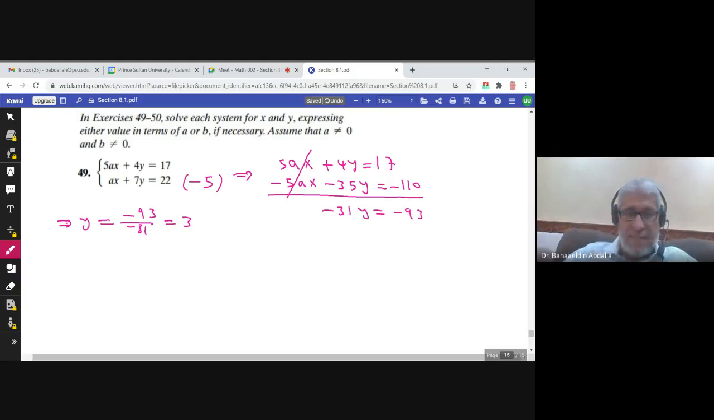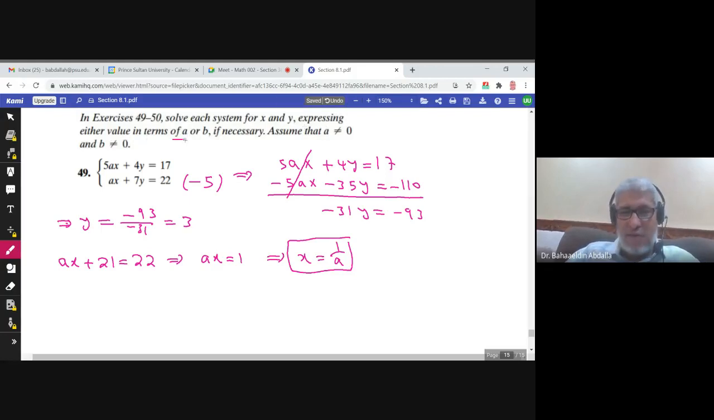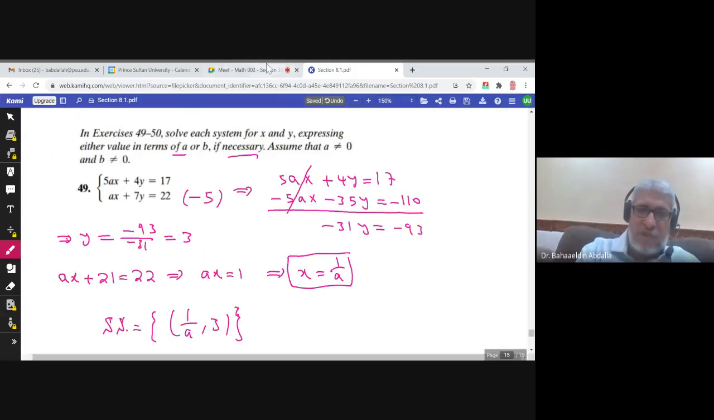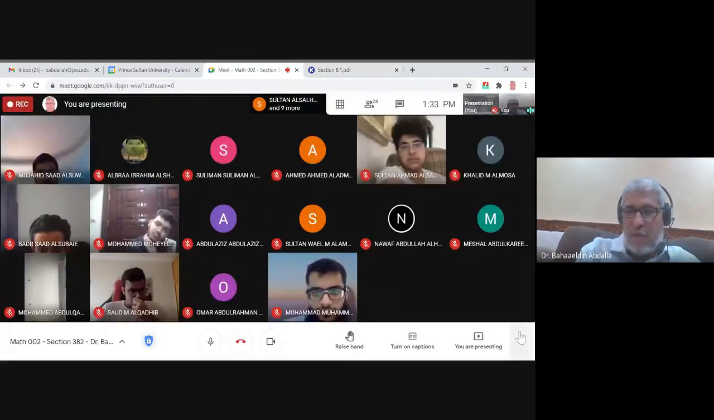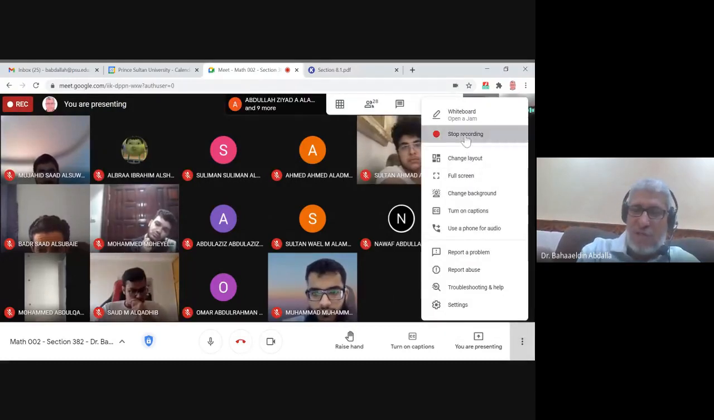Now y is 3. How can I find x? I will use, for example, the second equation. So ax plus 7 times 3, that's 21, equals 22. If you take 21 to the other side, I'll have 22 minus 21, that's 1. So x would be 1 over a. That's the meaning of the question when it said express either value in terms of a or b if necessary. It's necessary here to express x in terms of a. The solution of this system is x is 1 over a, y is 3. That's the end of section 8.1. In the coming section, we will be talking about equations in 3 variables.